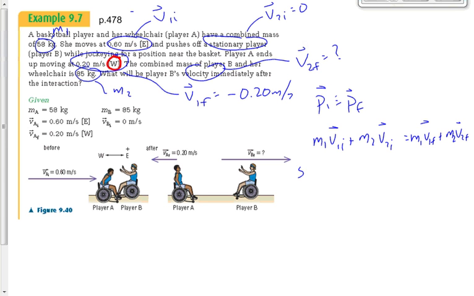M1 is 58. V1I is 0.6. M2 is 85. But I'm crossing that off. Why am I doing that again? Because they're stationary. V2I is 0. So M times 0 is 0. M1 again is 58 kilograms. V1F is 0.2 meters per second. M2 is 85 kilograms. That's V2F, right? Is that right?